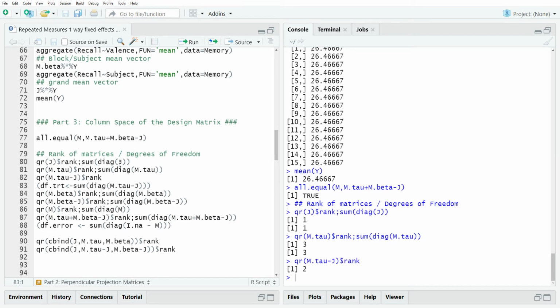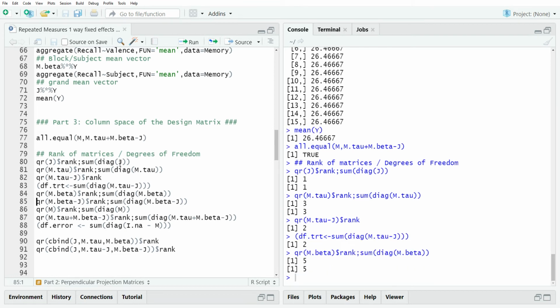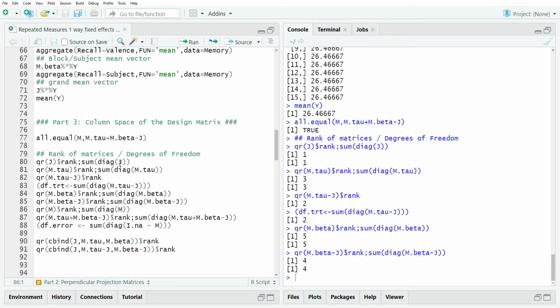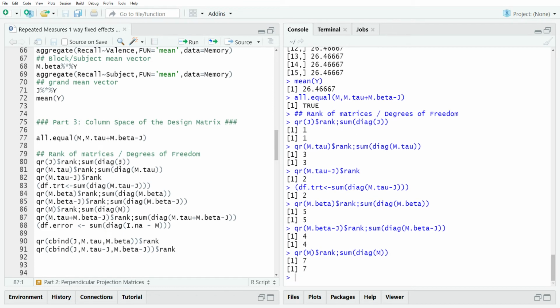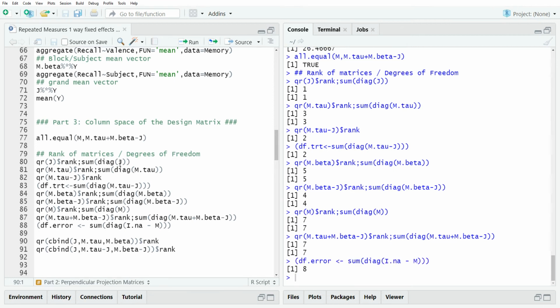The rank of M tau minus J is 2, so it's 3 minus 1. Rank of M beta minus J. Rank of M is 7. The rank of M tau plus M beta minus J should be the same, and it is. And then the error degrees of freedom is the rank of I minus M. And all this is discussed in part 3 of the video.